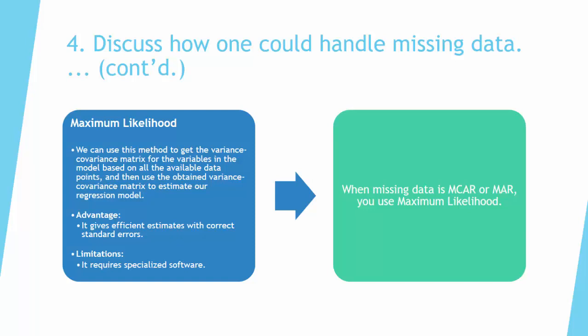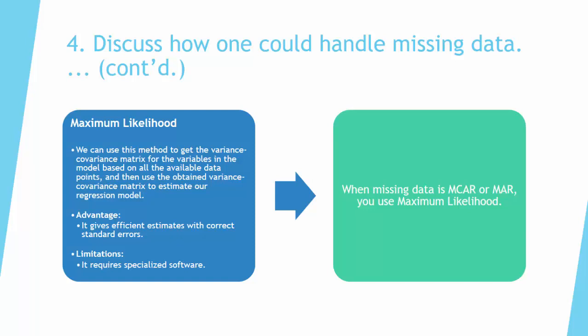Advantage of maximum likelihood is it gives efficient estimates with correct standard errors. That's amazing. When you use it, it gives quite good results. Maximum likelihood works well when missing data is missing completely at random or missing at random. One limitation of maximum likelihood is that it doesn't work for non-linear models.